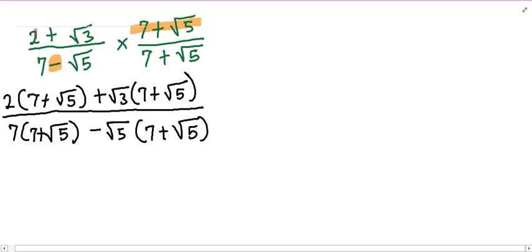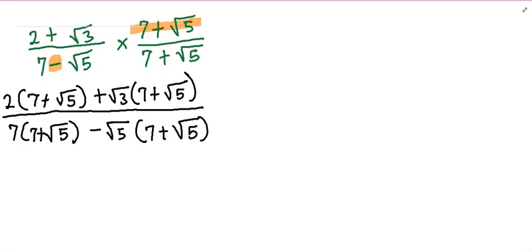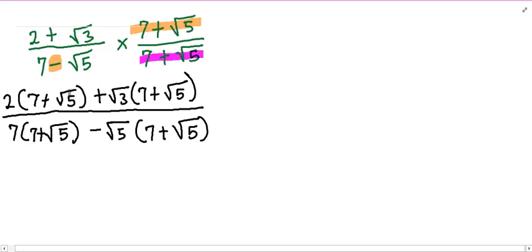So what I did was that I used this number to multiply everything here, everything right here. I use this number, and I also use this number, which is the first part, and then also use root 3 to multiply this part. Then I use this 7 to multiply everything here, and also use negative root 5 to multiply everything here.